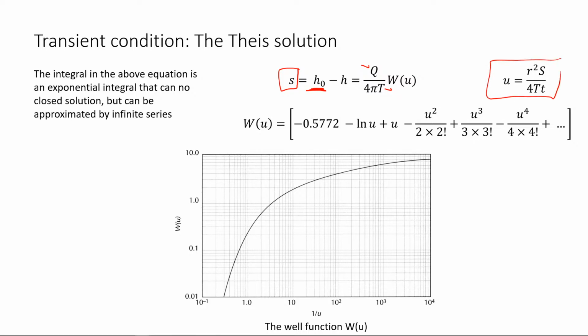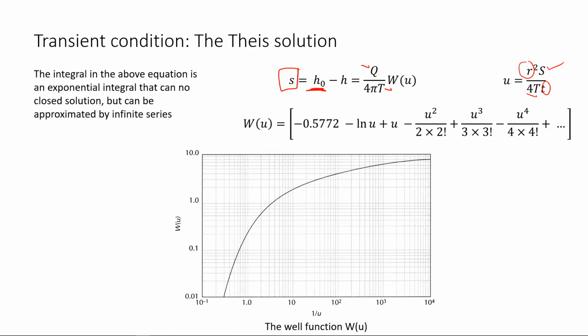So I can estimate the drawdown because I know r, how far I am from my pumping well. I know the storativity, I know the transmissivity, and I know the time. Here at what distance, and here at what time, I need to calculate my drawdown, my s. Okay, so basically that's it.